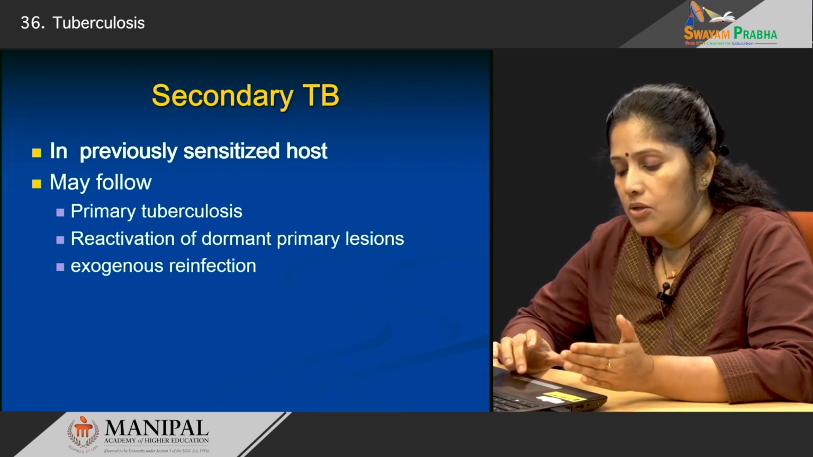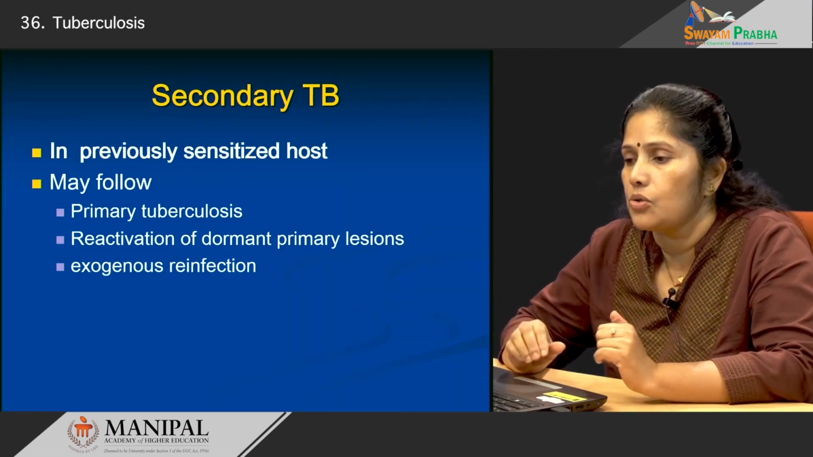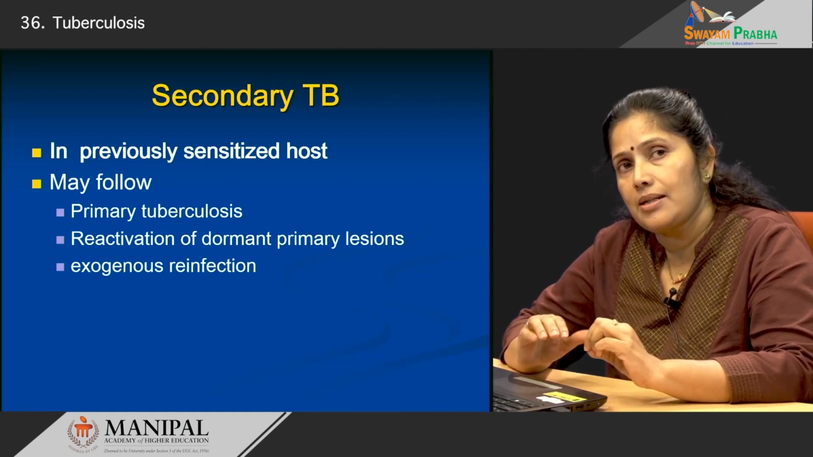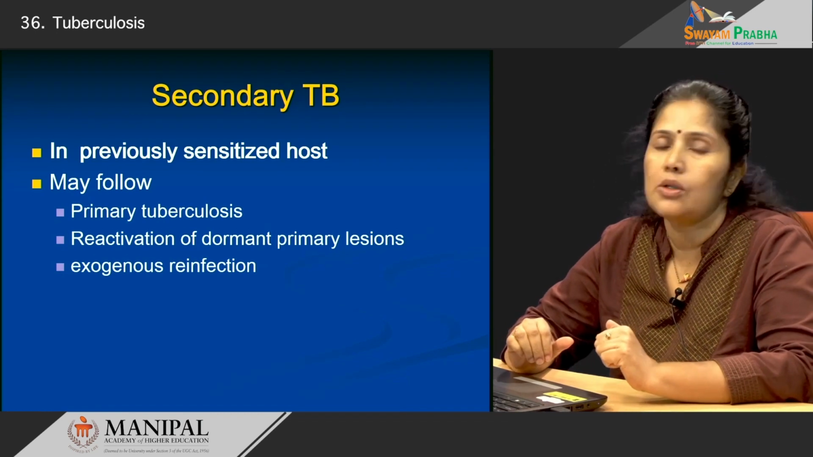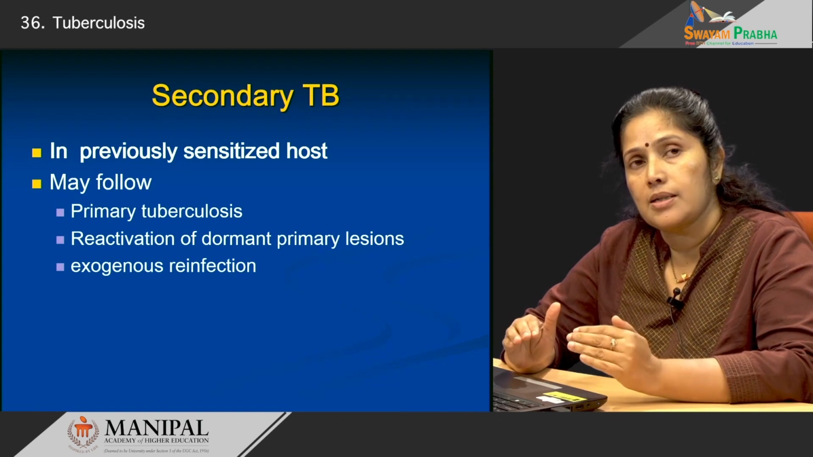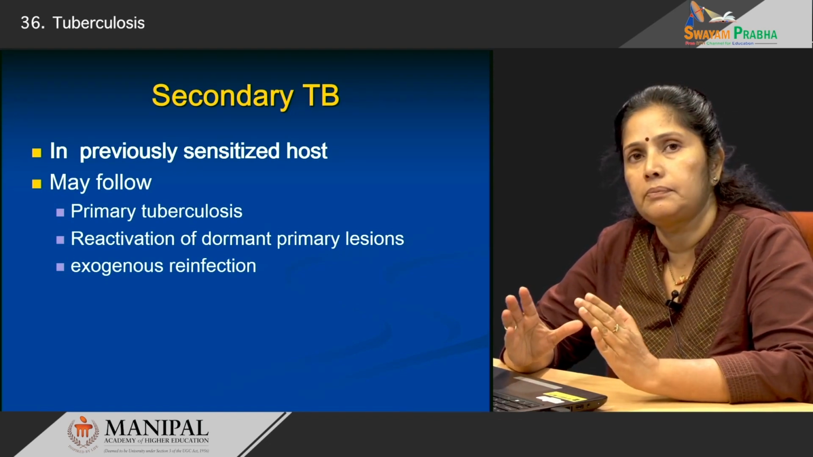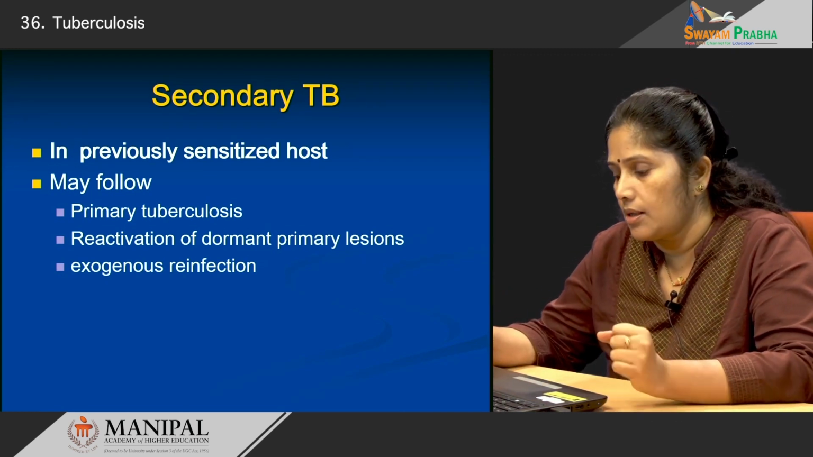So, patients who already had primary tuberculosis can then develop secondary tuberculosis, or a patient has a dormant lesion which gets reactivated. Such patients can also develop secondary tuberculosis, or it is a reinfection. So, these are the three main ways in which patients can develop secondary tuberculosis.